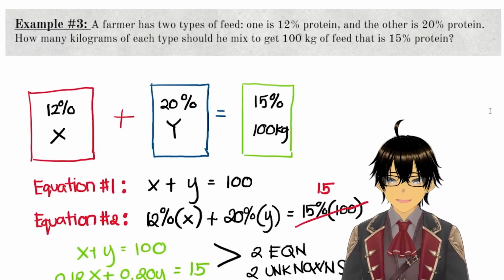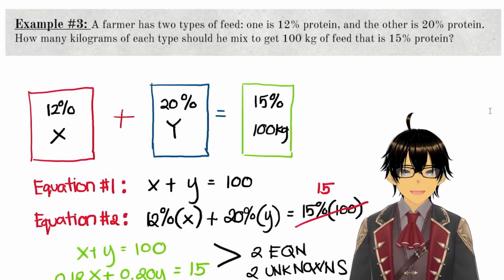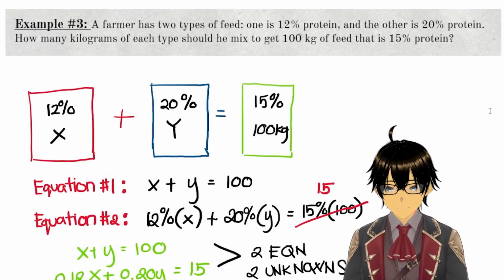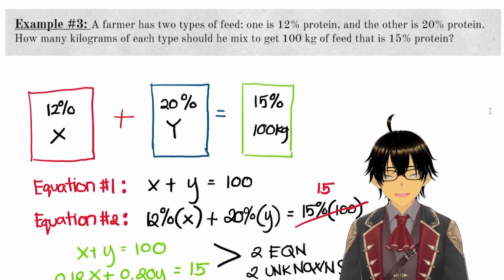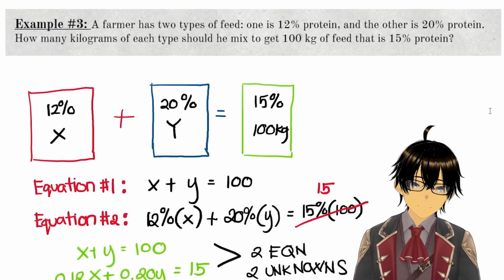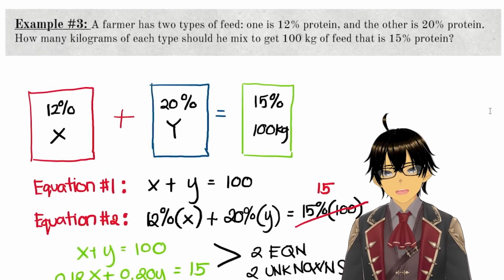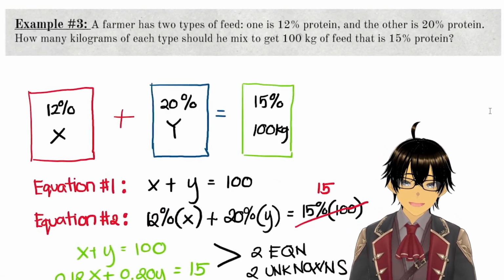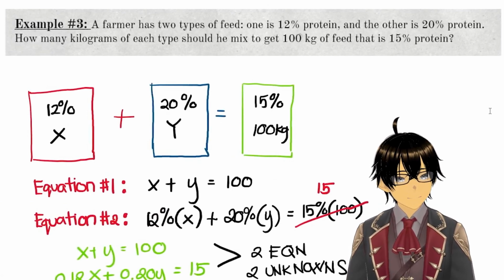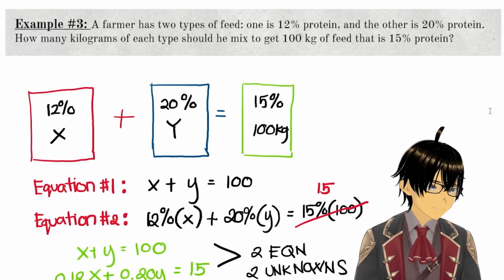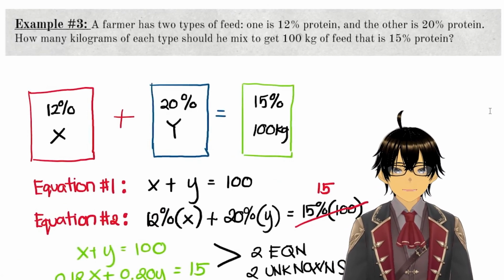Next naman is yung sa second type ng protein na 20%. We can label that as Y. So, technically, kapag i-add natin yan, 12% of X plus the 20% of Y must be equal to the 15% ng protein na which has a total of 100 kilograms. Okay naman, bini-breakdown ko sa inyo para mas maintindihan nyo. So from the figure itself, pwede tayo makabuo ng dalawang equations.